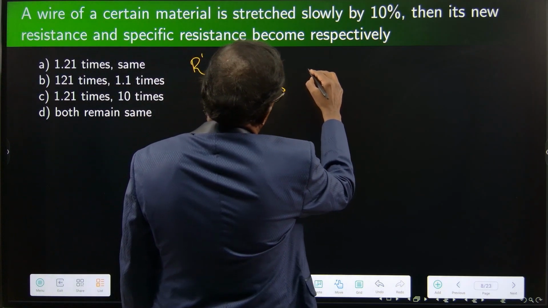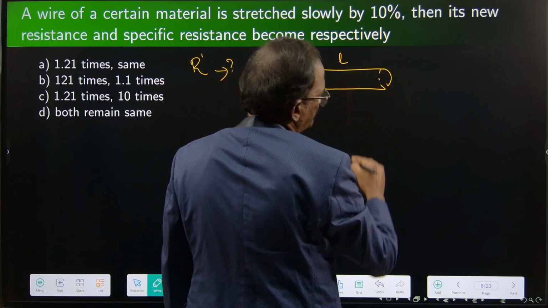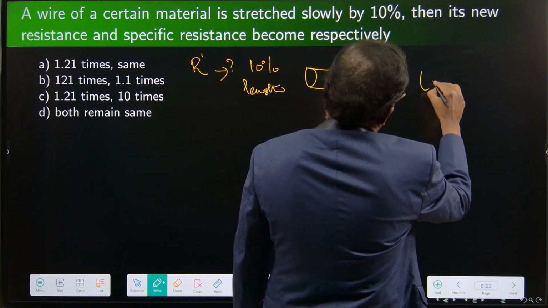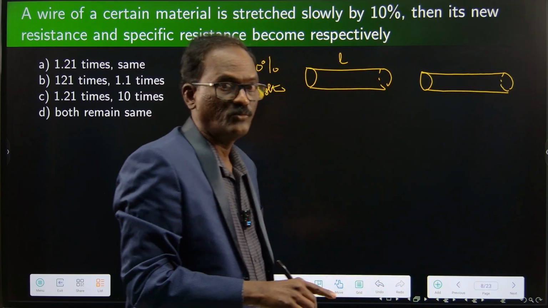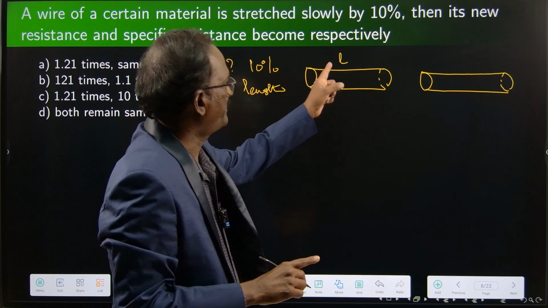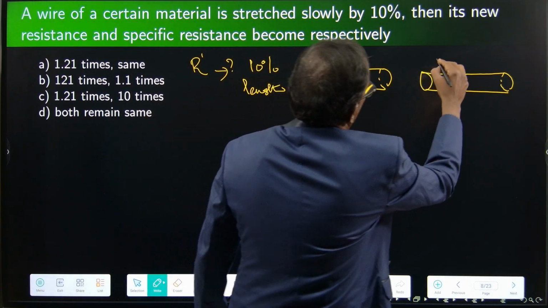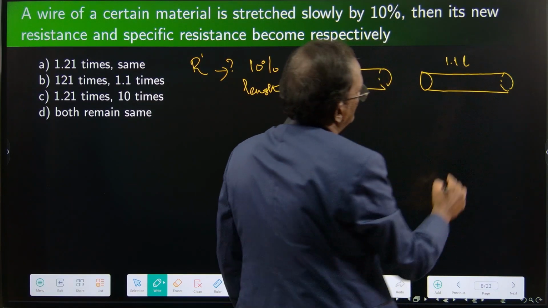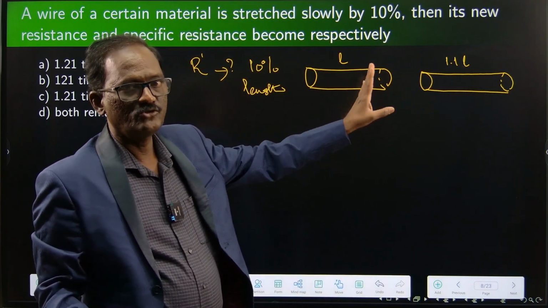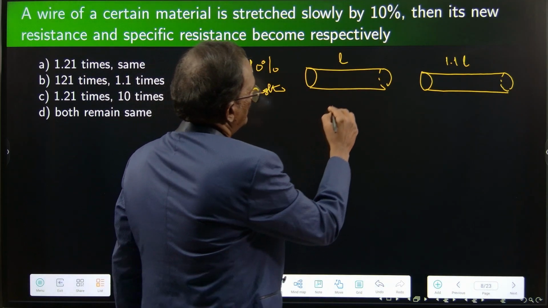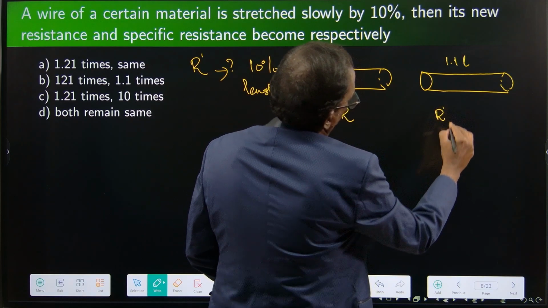I have this material of length L, then the new material is stretched 10% more than the previous one. If it is 100%, this will be 110%. If it is L, this will be 1.1 L. If it is 100%, it is 110%. So 110% means 1.1 L, right? So what is the value of the new R dash?